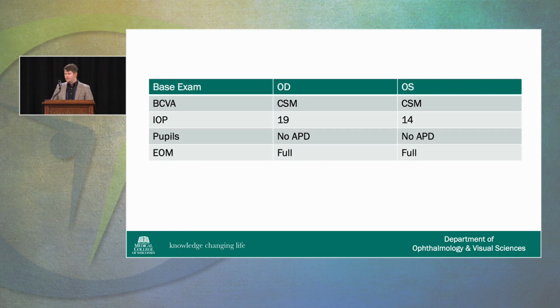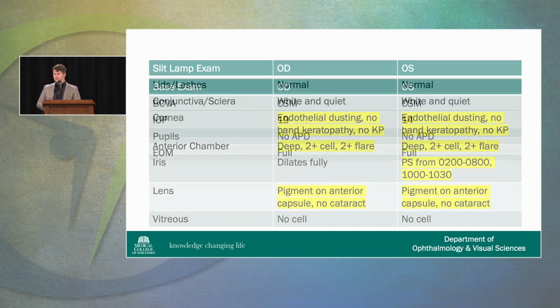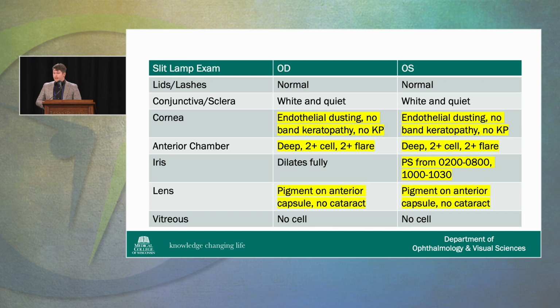This kid is central, steady, maintained in both eyes, normal pressures, no APD, full visual fields, full EOMs. Slit lamp exam showed endothelial dusting in both eyes, no band keratopathy, no KP. It's important when you first meet these kids to say whether or not those are present because it'll tell you if it develops. So you really need to look for the negatives on these kids. She's deep and quiet. She has 2+ cell, 2+ flare in both eyes. She has some posterior synechiae from 2 to 8 in the left eye and also from 10 to 10:30, so a couple areas of posterior synechiae. I told you I don't like seeing that already. And then she's got pigment on the anterior capsule, which is very common in kids with JIA.